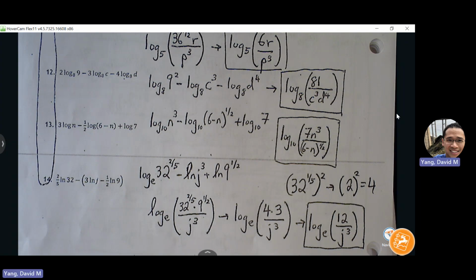So for instance, here's another example. If I have 27 to the 2/3, shrink that number down. What's the cube root of 27? Three. And then three squared is nine. Nine, yeah. Thank you.